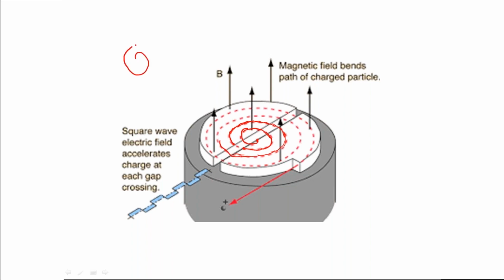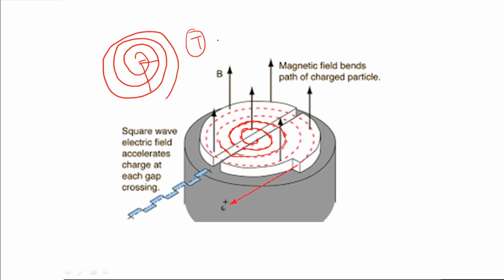like this. Each radius has increased energy, but the frequency or the time period of revolution doesn't change. It does not depend on the radius, neither does it depend on the energy. The time period or frequency does not change. So as it goes to higher and higher radius, it gains higher and higher energy.